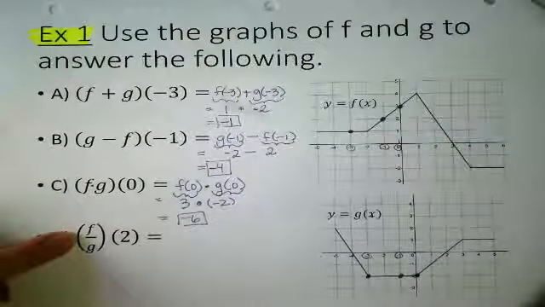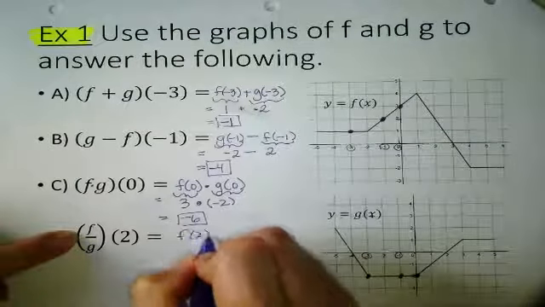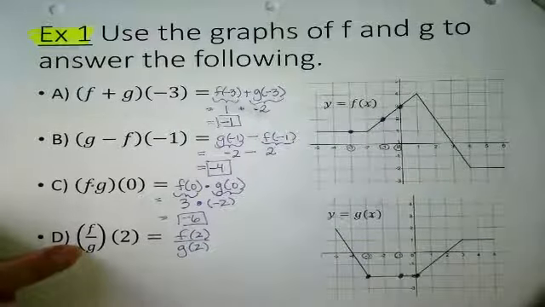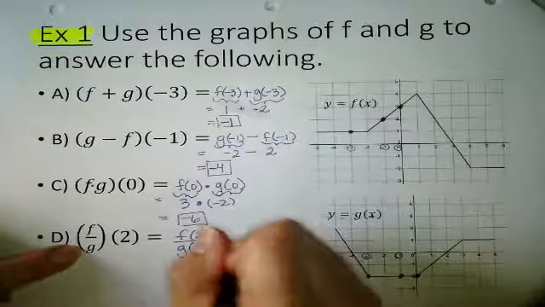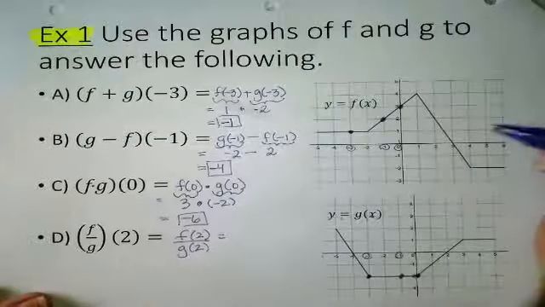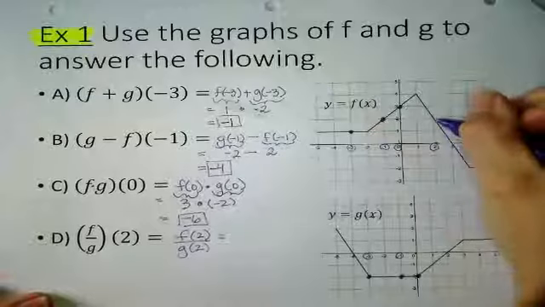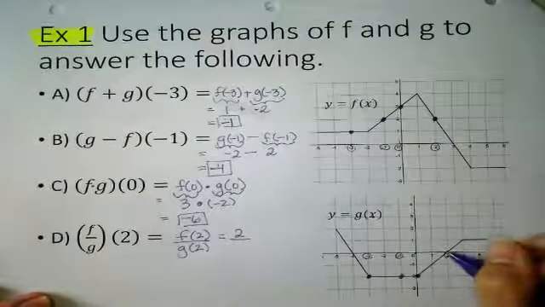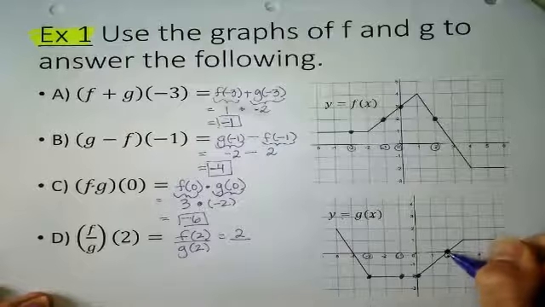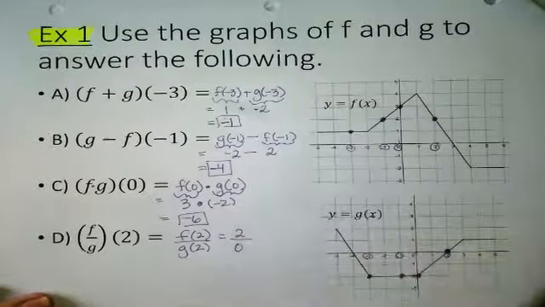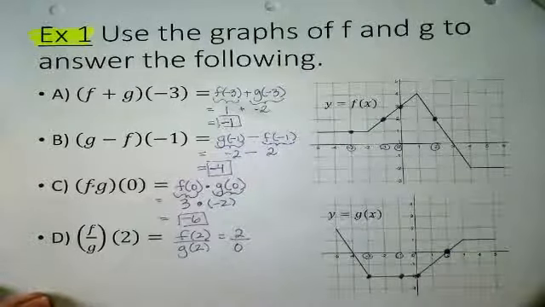Last but certainly not least, we have f of 2 divided by g of 2. So really, this is just really important that you understand the notation. Once you understand the notation, then function operations is super easy. So f evaluated at 2 has an output of +2, and g evaluated at 2 has an output right here. The output, the y value is 0. Uh-oh. Can we do that?